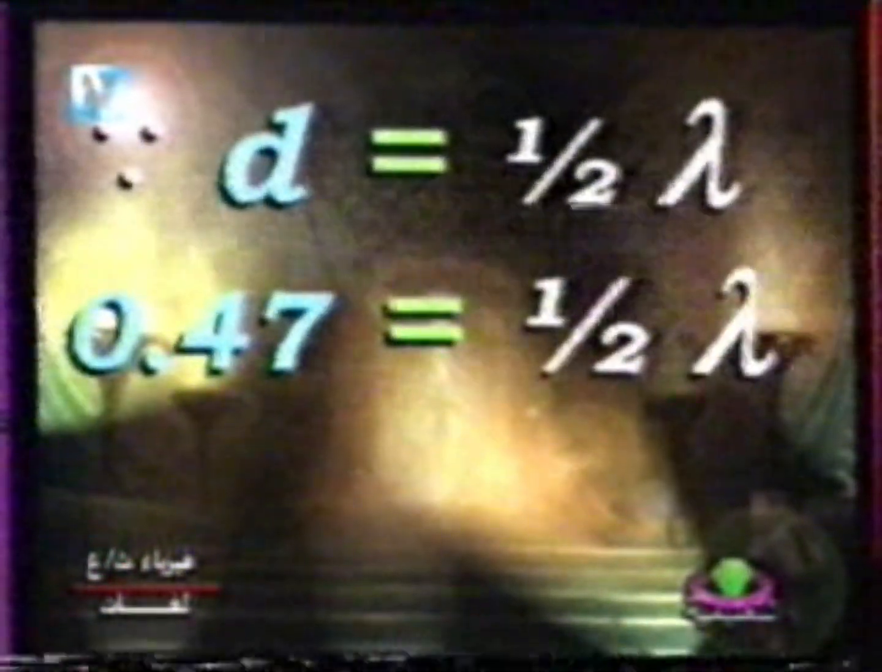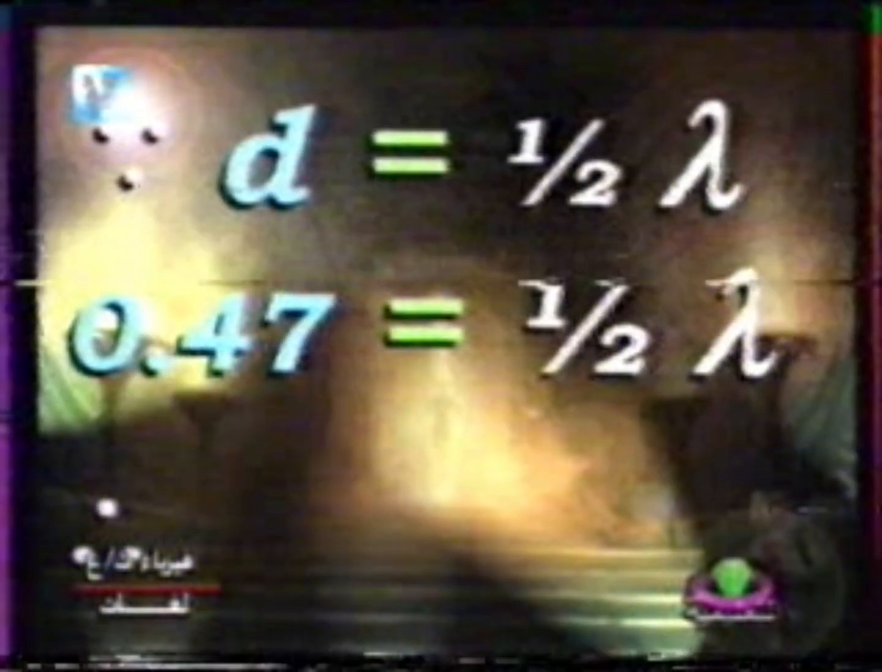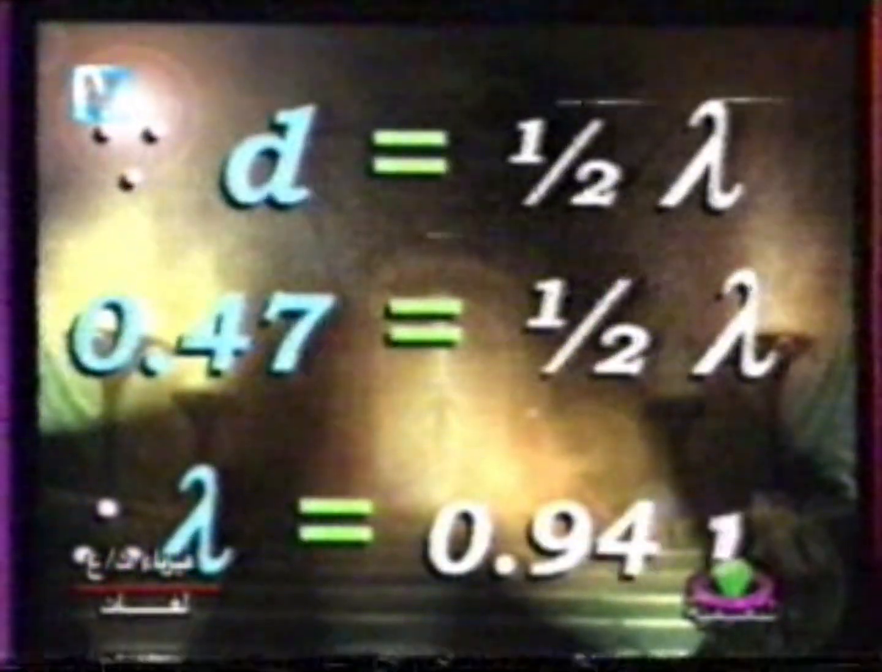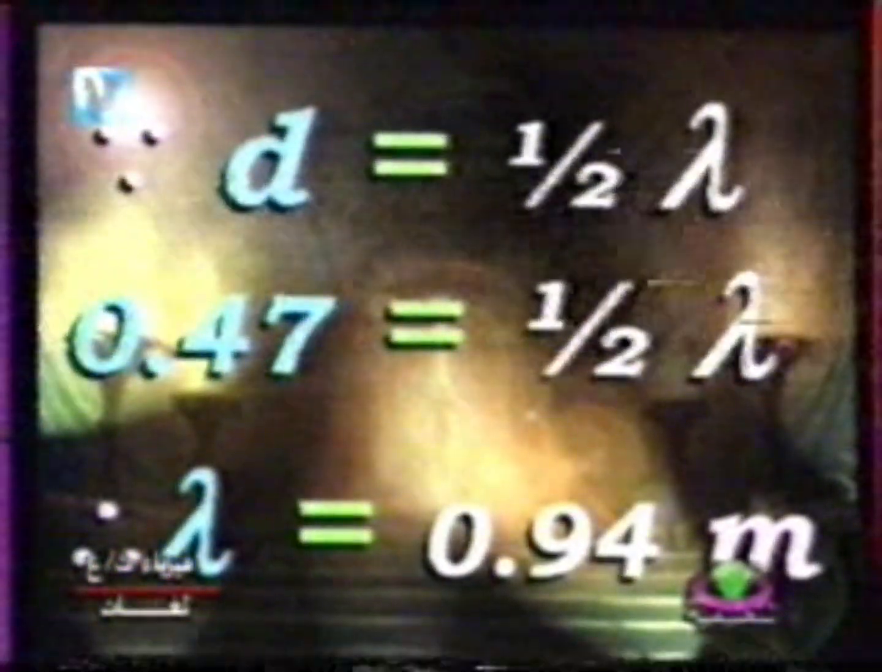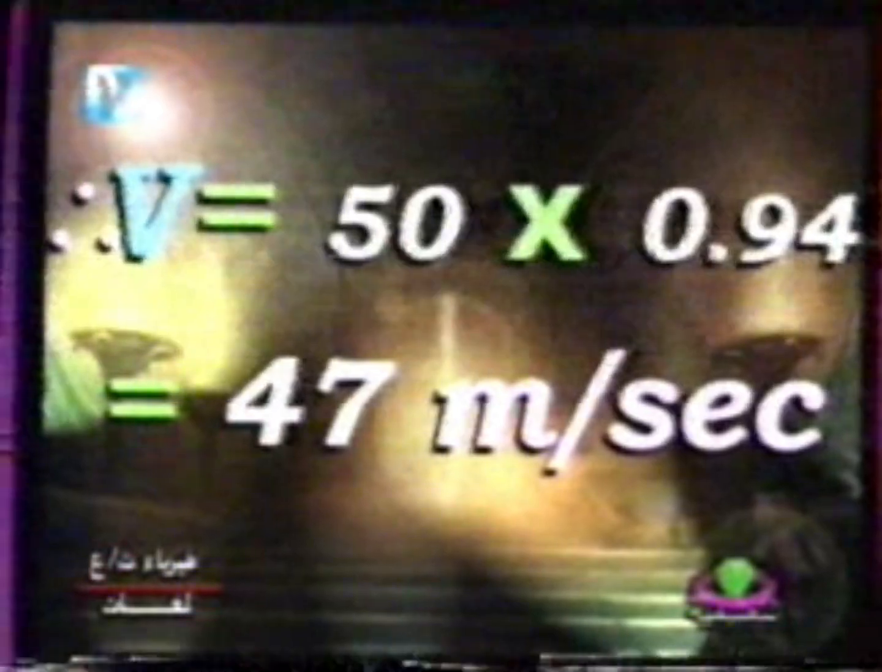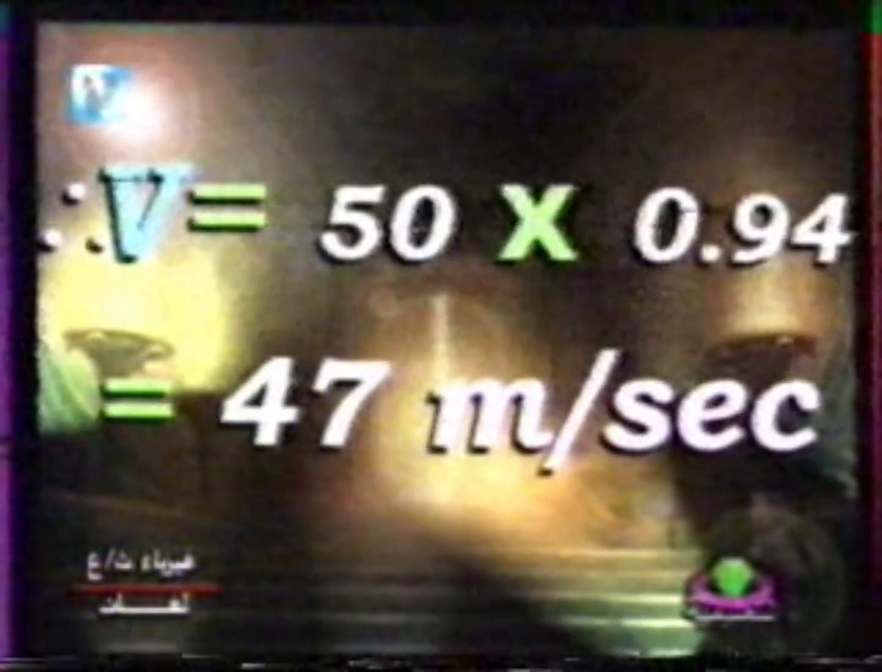Since D equals half lambda, from which 0.47 equals half lambda, therefore lambda equals 0.94 meters. So it is easy to substitute in the relation. Therefore V equals 50 times 0.94. It equals 47 meters per second.